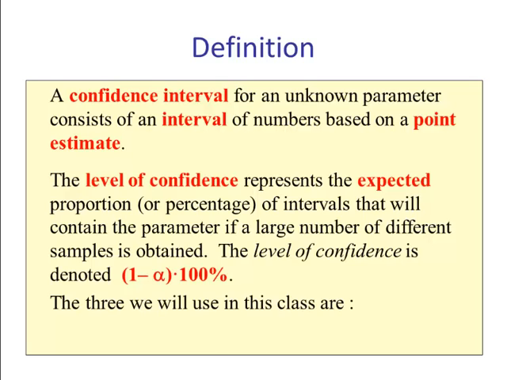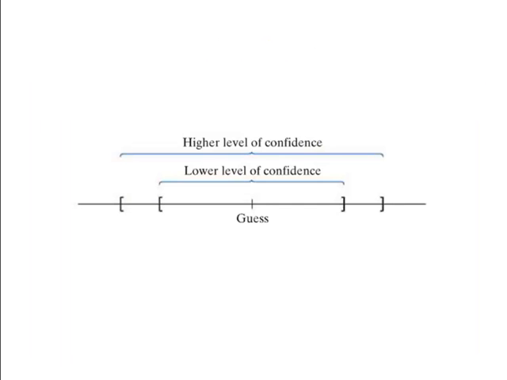Basically, all we need to know is that for this class we're going to use three levels of confidence: 90%, 95%, and 99%. As we increase the level of confidence, our confidence interval is going to get wider. So it's a balancing act to pick the highest level of confidence and at the same time minimize the width of the confidence interval.